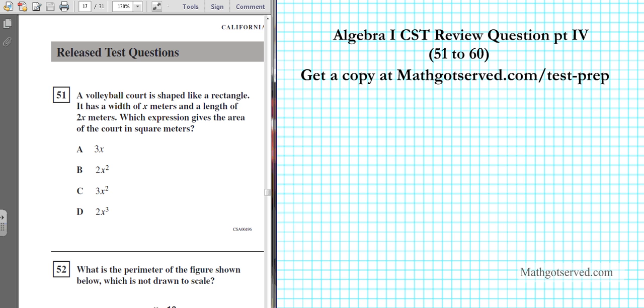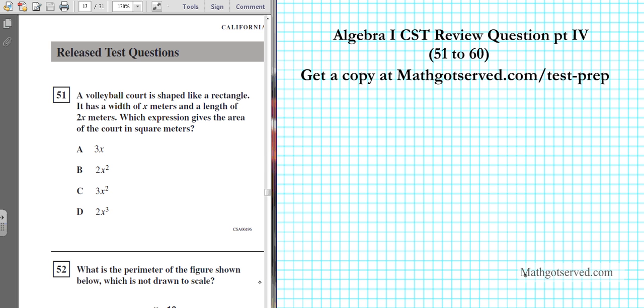Okay, so let's go ahead and take a look at question number 51. So question 51, it's a word problem. It says a volleyball court is shaped like a rectangle. It has a width of x meters and a length of 2x meters. Which expression gives the area of the court in square meters?